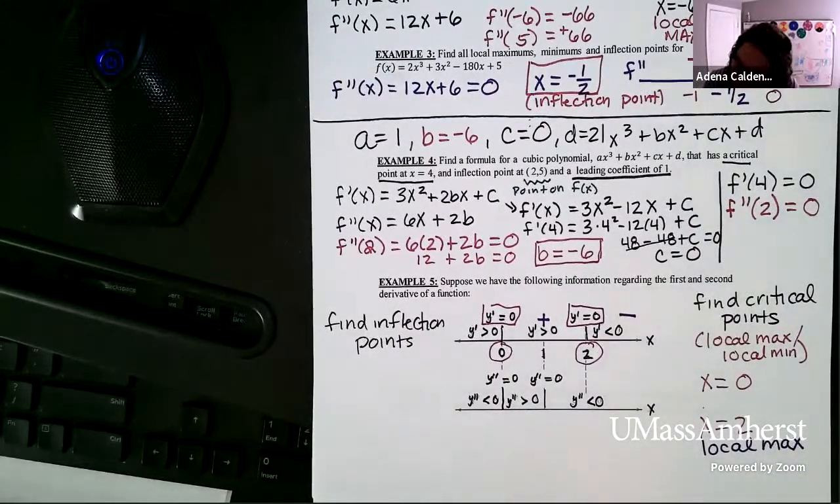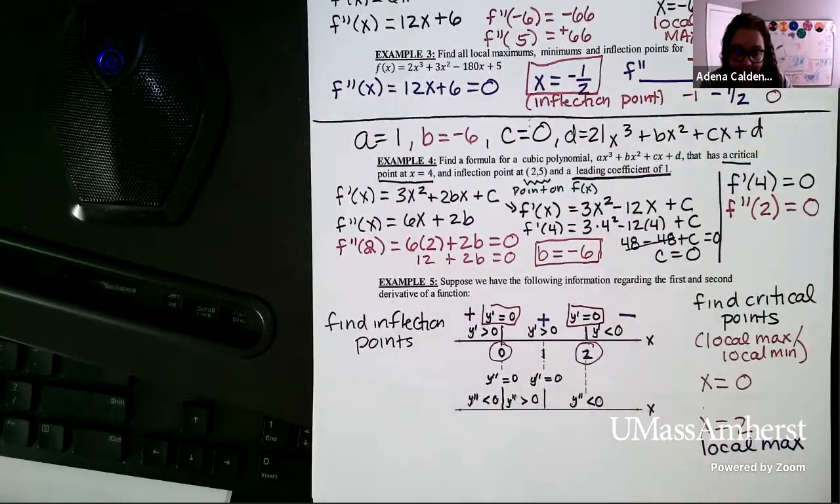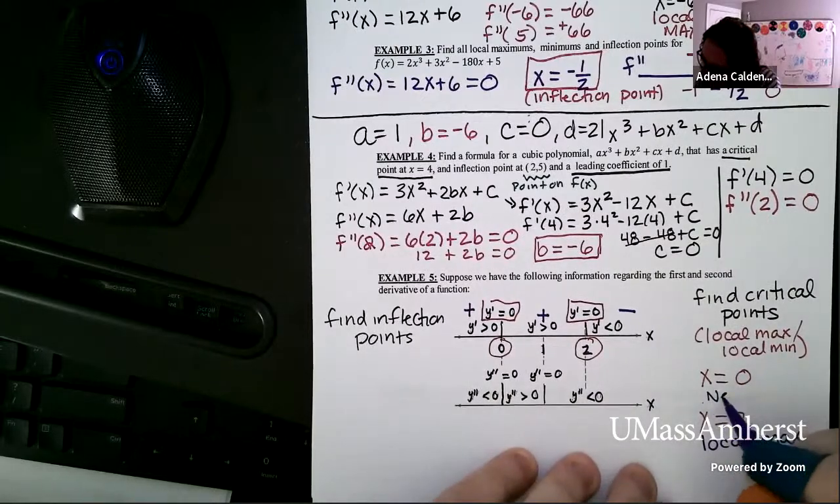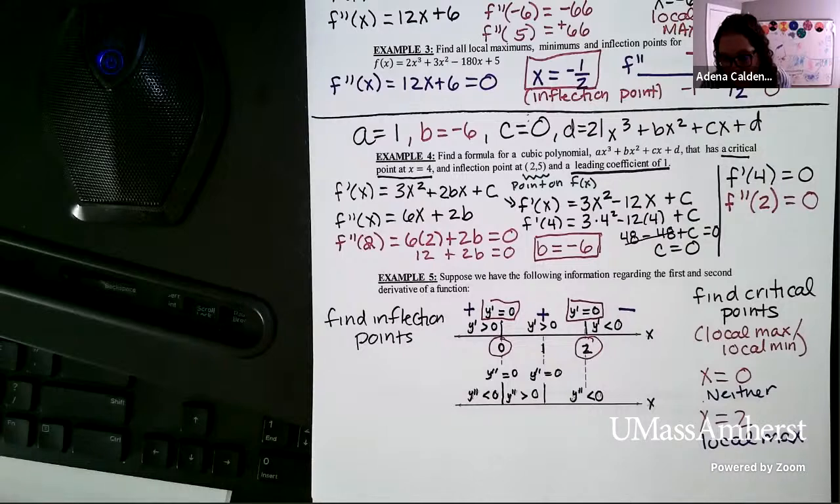Okay, now looking at 0, to the left of 0, my first derivative is positive. To the right of 0, my first derivative is positive. So I didn't change signs here. So that tells me that 0 is neither. It's not a local max or a local min.